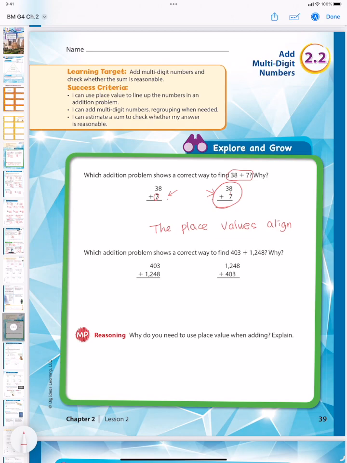Let's move on. Which addition problem shows a correct way to find 403 plus 1248? Why? Can you guess first? If you pick this first one, you are correct. This is the same reason. The place values align.